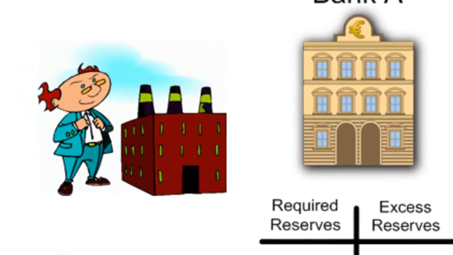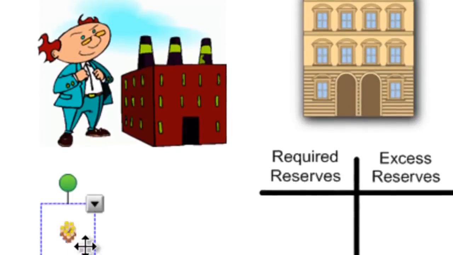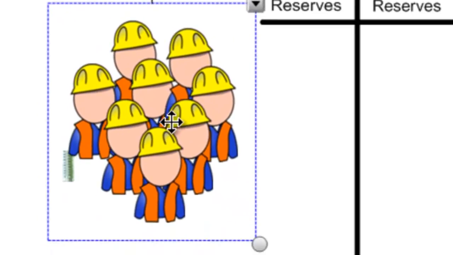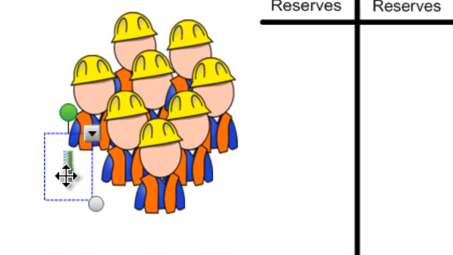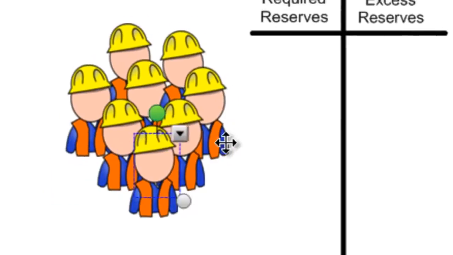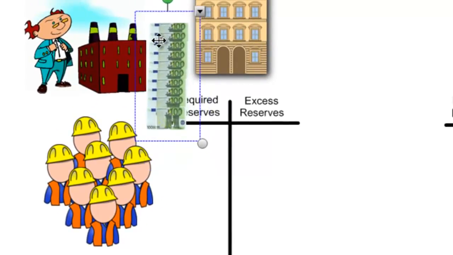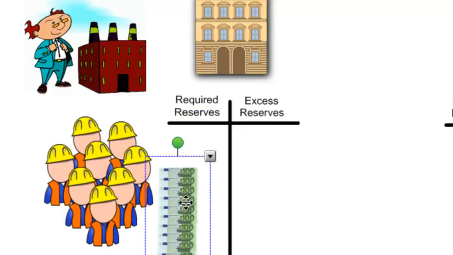So in our upper left-hand corner here, we have our businessman and his factory. Now this businessman employs workers in the production of goods and services. Upon the sale of this factory's output, these workers will be paid. So as we see here, we have 1,000 euros, which this factory owner has earned from the sale of its goods and services and is going to pay to its workers.